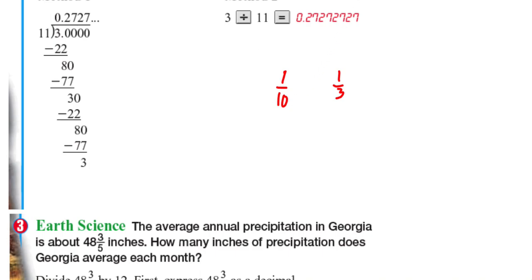Okay, the key is the denominator. Look at the denominator. Okay, if the denominator has prime factors of 2's and 5's, that is a terminating decimal. Okay, 2's and 5's, or actually 2's or 5's. Okay, if it's other than 2's or 5's, it's always repeating.